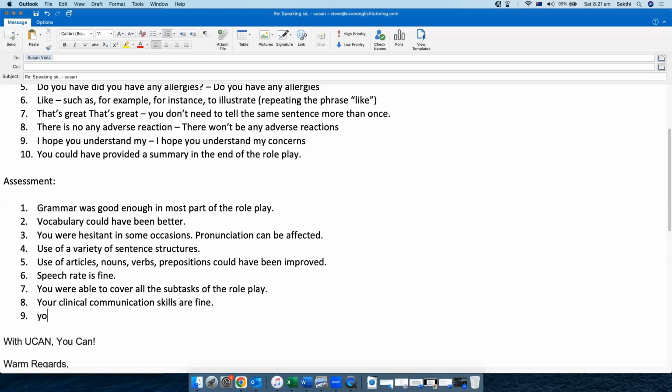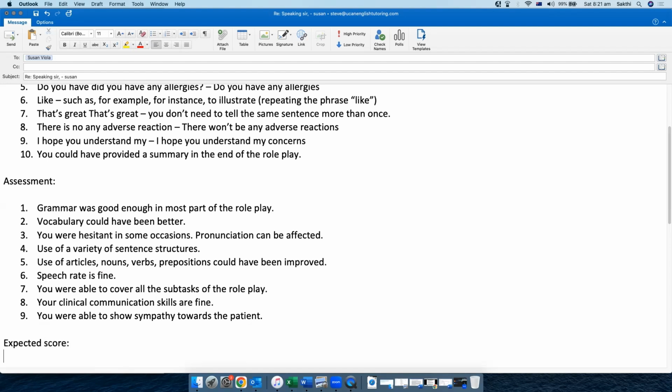You were able to show sympathy towards the patient, which is another good thing here. You were able to speak very well, you are able to use vocabulary to some extent very well, but it could have been a bit better. But I'm quite happy with the way that you're going through in this role play conversation.